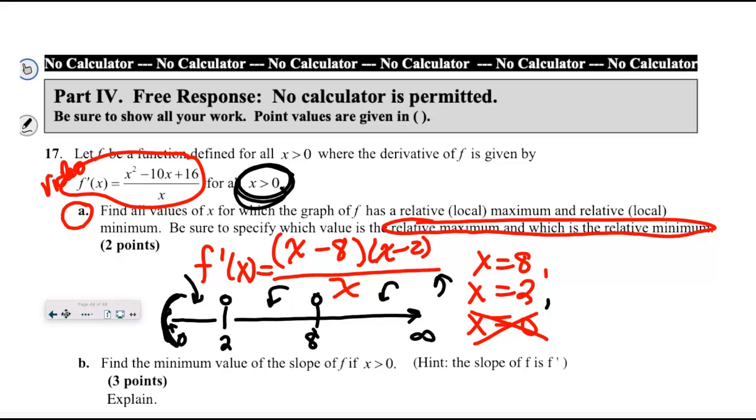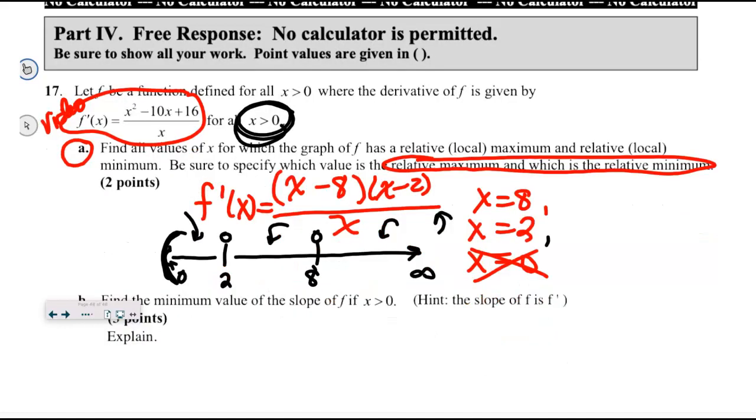Anywhere where f prime changes from positive to negative is the location of a maximum. If f prime changes from negative to positive, then f must have been decreasing and then increasing, so that's a minimum, at a place where the derivative was 0. The rest of this was done on a different video.